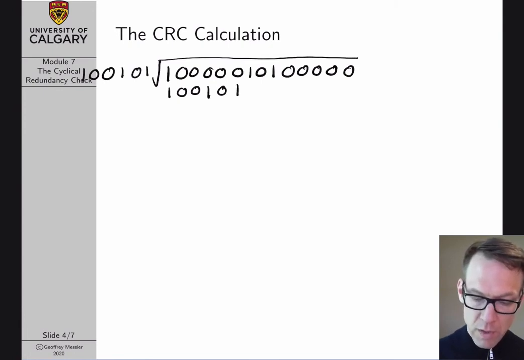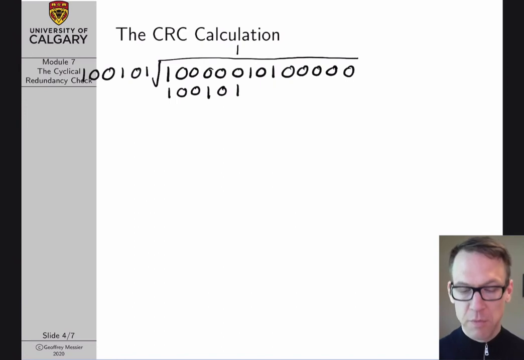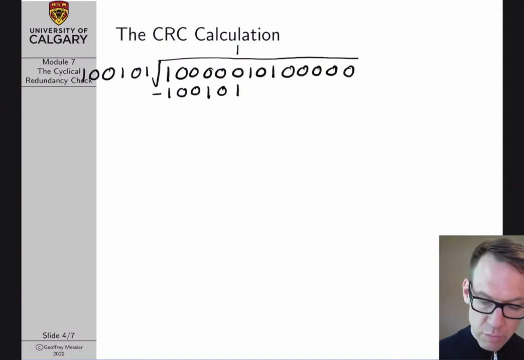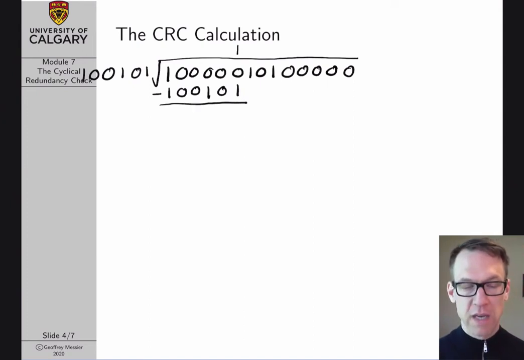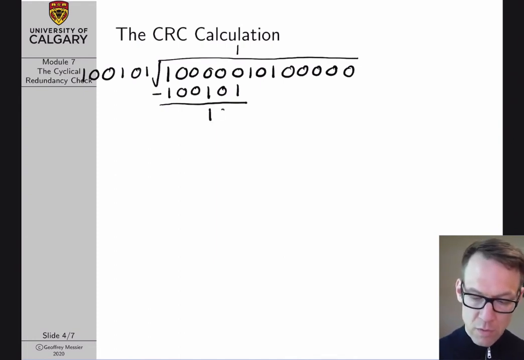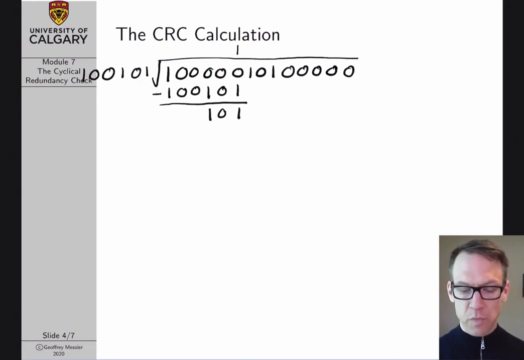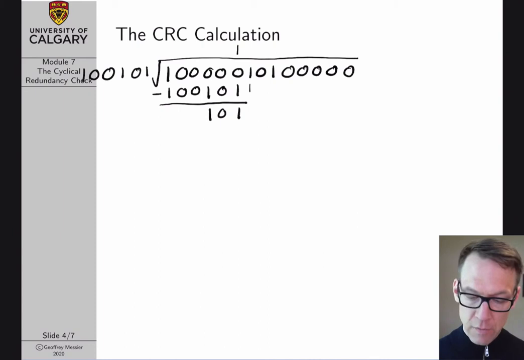I'm going to put a little 1 in our quotient over top of the position of the least significant bit in our divisor. Then we're just going to do our subtraction. Again, it's just the exclusive OR with no carries, and I'm not going to bother writing any leading zeros. So the result is 101. Now we have to pull numbers down from P of x until we have a bit string that's the same length as our divisor. Right now we're left with only 3 bits and we need 6, so I'm going to pull down 6 bits.